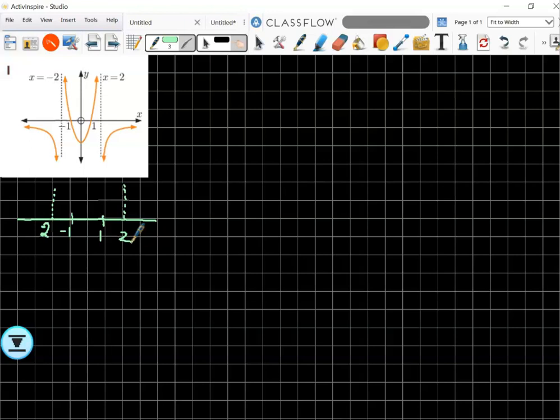And now we just play the game. This side of 2, it's negative. In between 1 and 2, it's positive. Then it's negative, above, positive, negative. That's it. Quite nice when you're given the function.